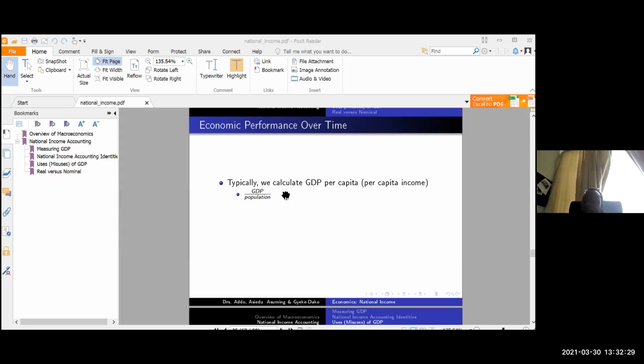The 10 million output was produced by how many people in the economy? What was the population of Ghana 5 years ago? What is the population now? Okay. So you have to rescale that GDP. Okay. So GDP per capita is saying the value of the final goods and services that we produce in a country divided by the population that we have.